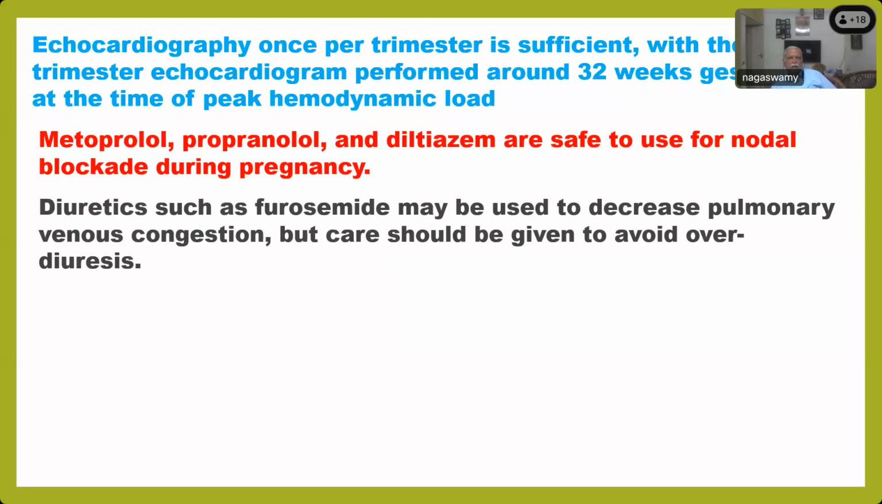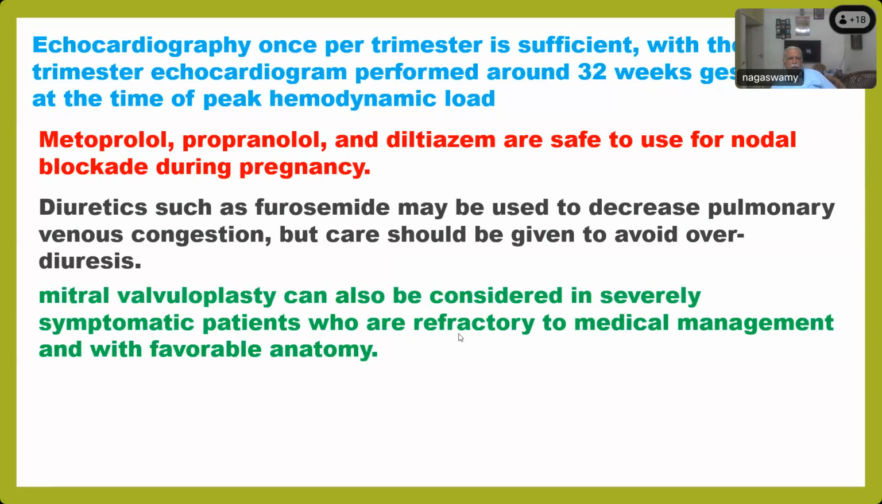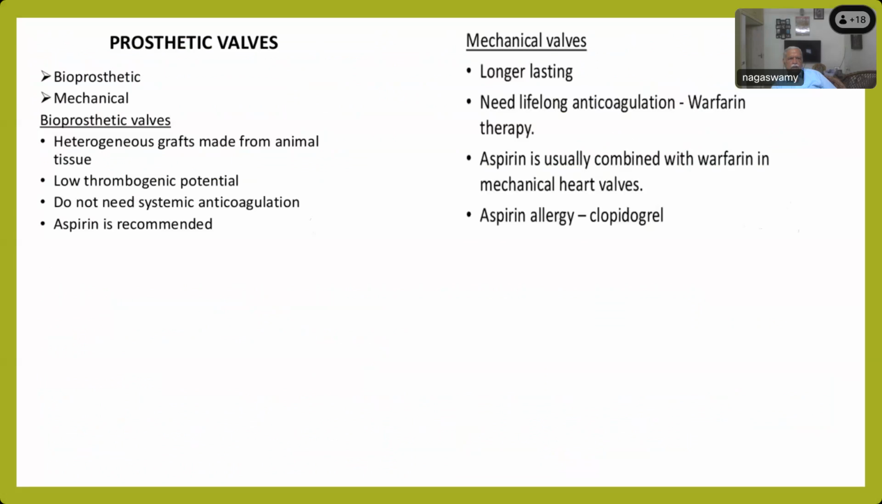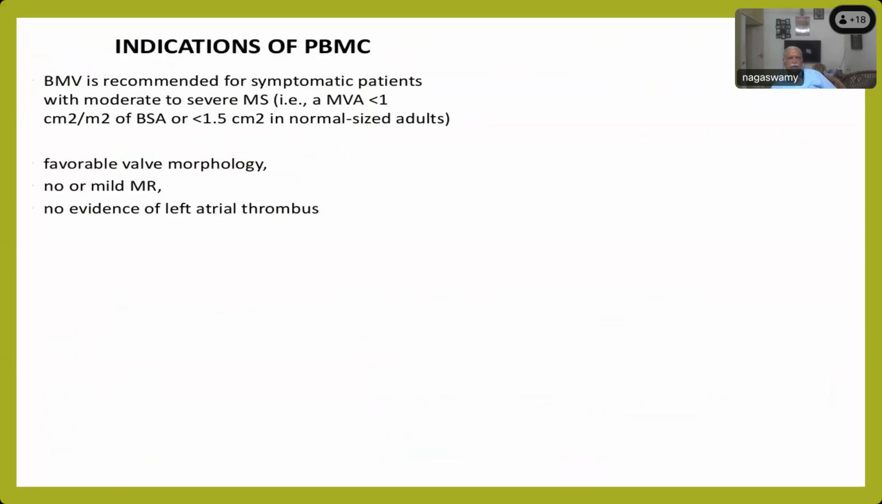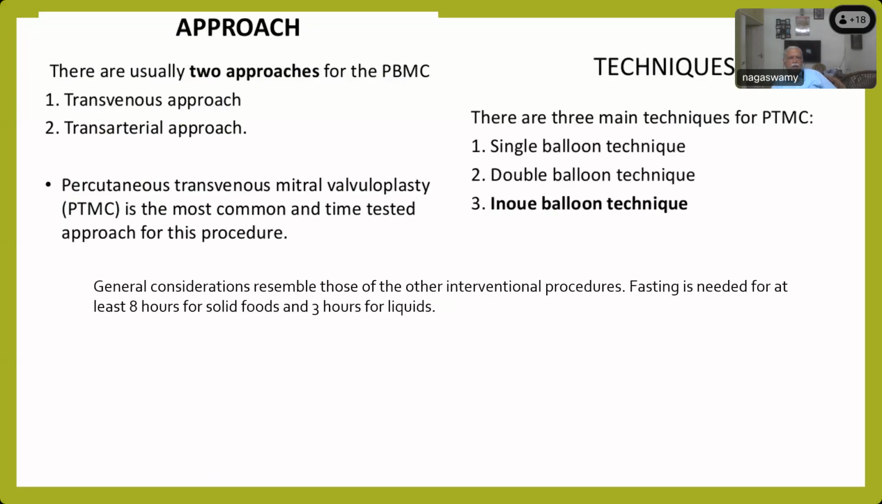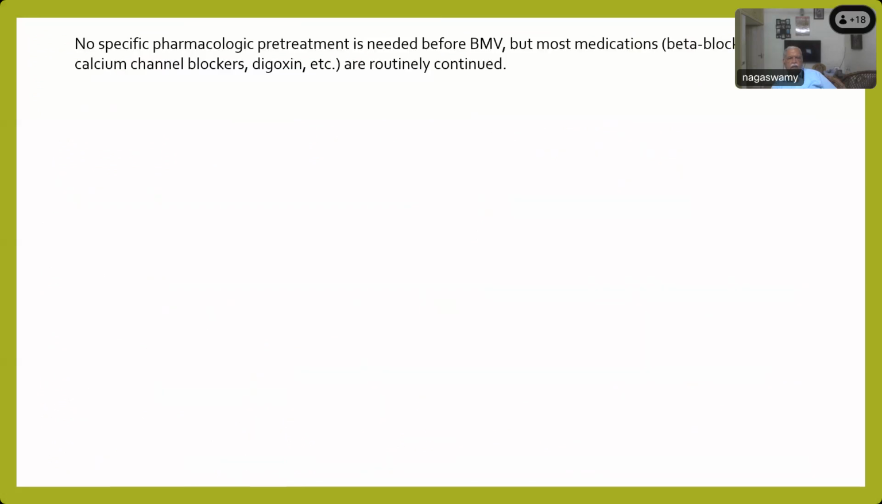And mitral valvuloplasty can also be considered in severely symptomatic patients who are refractory to medical management. Surgical intervention is rarely required during pregnancy. Intervention during pregnancy after organogenesis can be done, but there is always a possibility of premature labor, and fetal viability will be a big question. So it is always combined during the later period. So these are all the indications for balloon valvuloplasty.